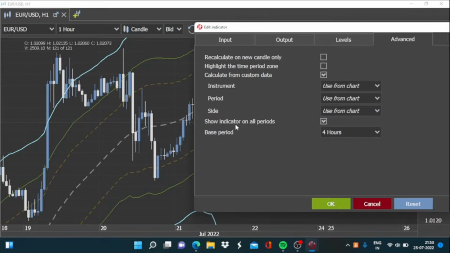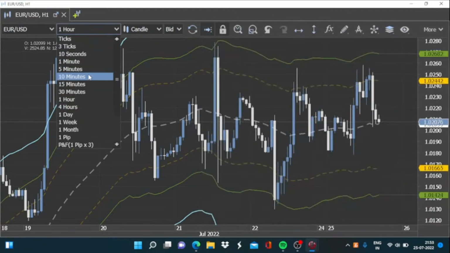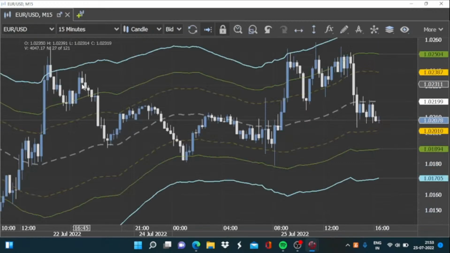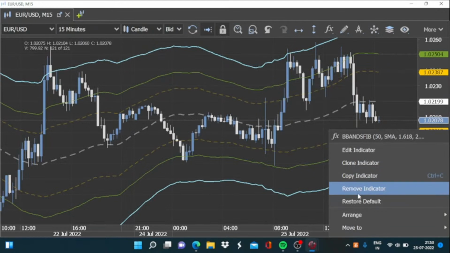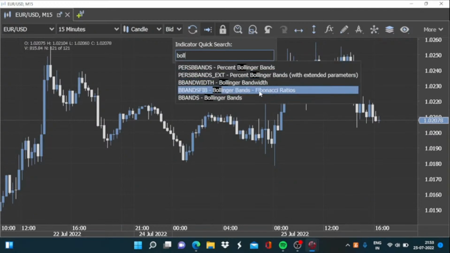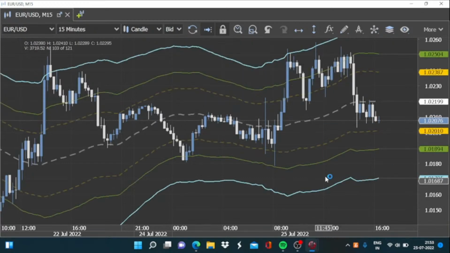Then if you want the indicator to be shown on all candle periods, whenever you change the candle time frame, you can keep that plotting done. But if you want the plotting of the Bollinger Bands to be done only on some of the time frames but not on all, then you have to opt out of that box. Oh, I have removed it. Again, I will have to add it. Sorry for my mistake. Alright, so we have it back.